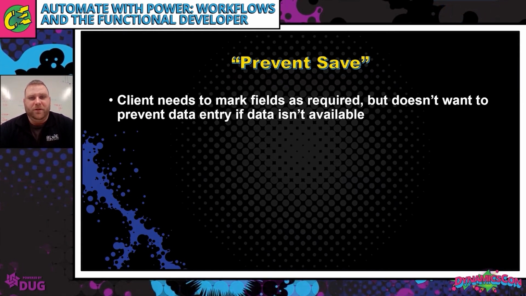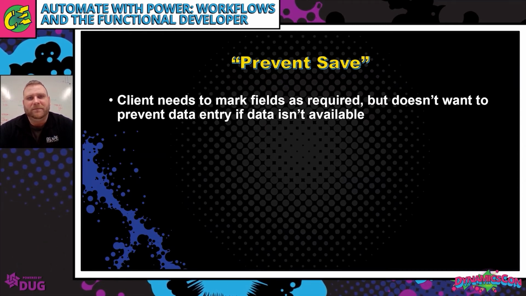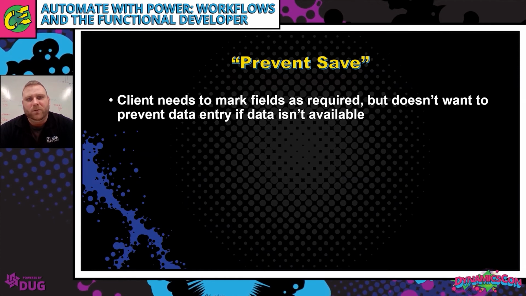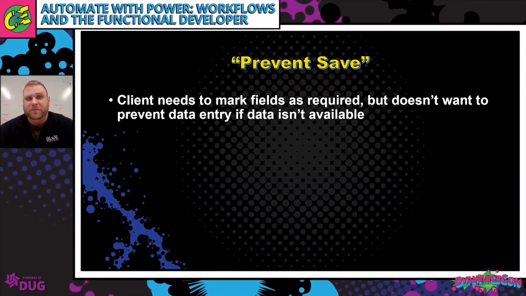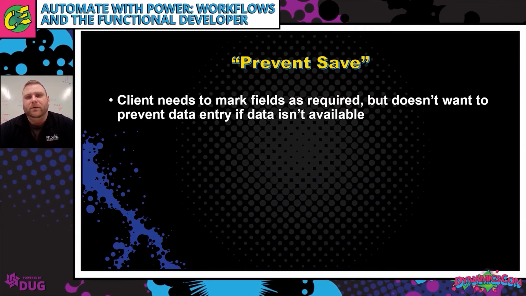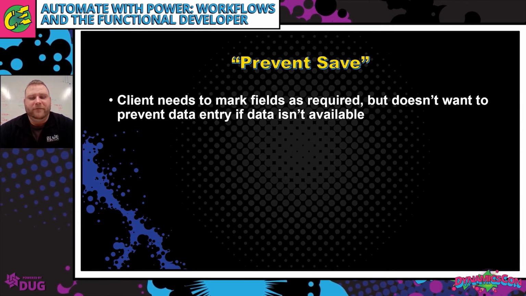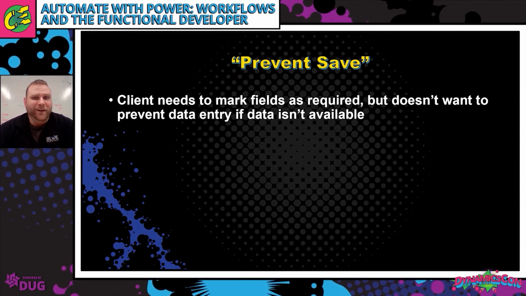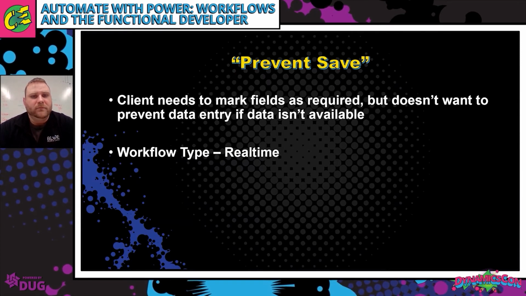Now, the initial thought was, okay, well, we'll just mark this as business required. But then they realized they couldn't advance past that screen. Fields 1 through 5 had data, but fields 6 and 7 didn't. And that was a huge pain in the neck for them. So what we were able to do is leverage the prevent save functionality, which is what we like to call it, of a real-time workflow.